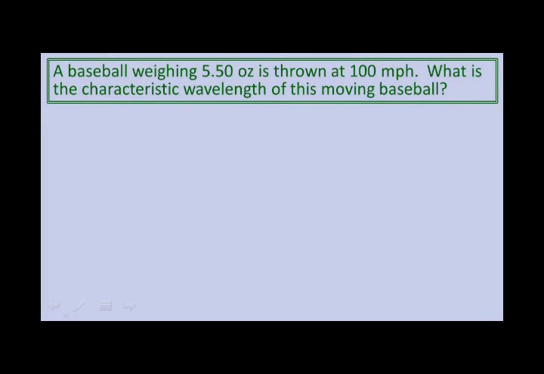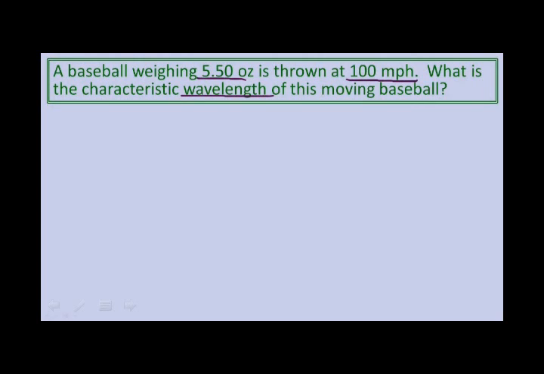In this problem, we're going to take a baseball that weighs 5½ ounces and is thrown at 100 miles an hour. Yes, a good fastball pitcher can throw it at 100 miles an hour occasionally, but not as a steady diet. And we want to know what is the characteristic wavelength of this moving baseball. Can we see it? Are we going to see a color? Are we going to observe a wavelength at all here?